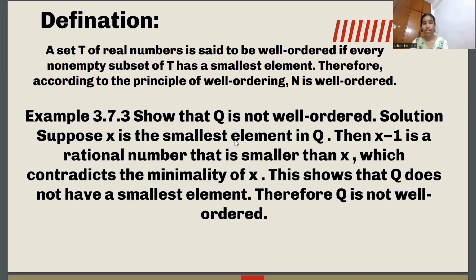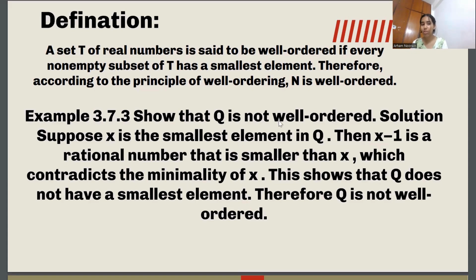Example 3.7. Show that Q is not well ordered. Solution: suppose x is the smallest element in Q. Then x minus 1 is a rational number that is smaller than x, which contradicts the minimality of x. This shows that Q does not have a smallest element, therefore Q is not well ordered.